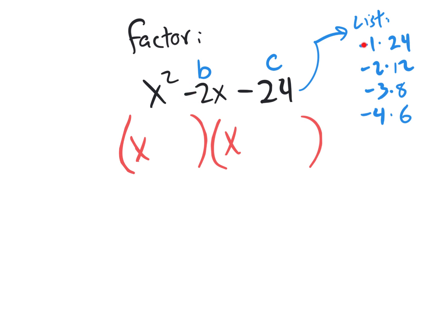Which pair of numbers, when I combine them, will give me the middle value b, which is negative 2? Well, 24 take away 1 is 23. That's not 2. 12 take away 2 is 10. That's not 2. 8 take away 3 is 5. That's not 2. 6 take away 4 is 2. That is a 2, but I want it to be negative.